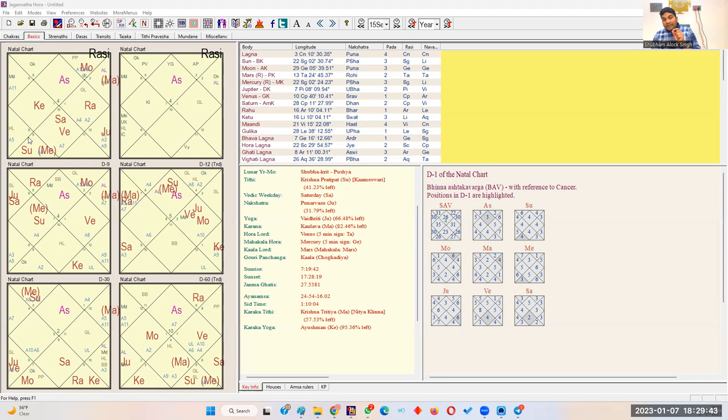But this problem actually crept in because we are not taking into consideration this very important principle, which should not be done, which is wrong. This restricts our abilities of prediction as an astrologer. Hence, you should be careful about it.